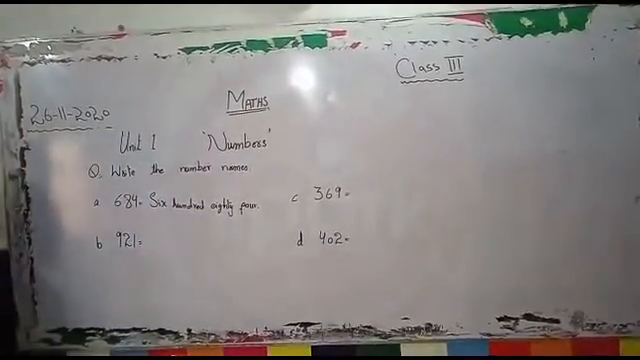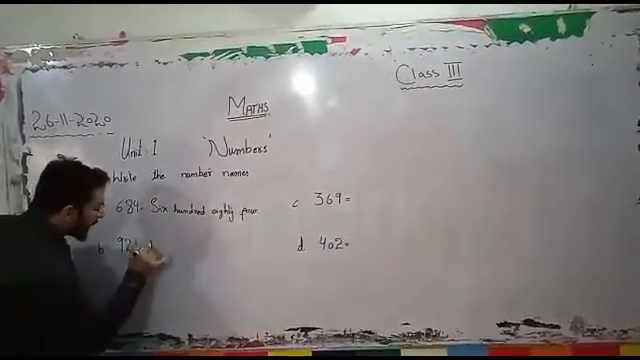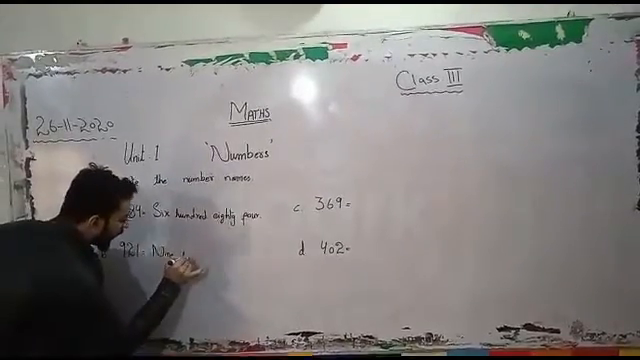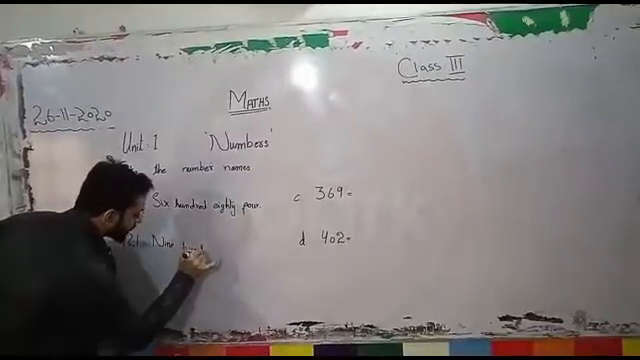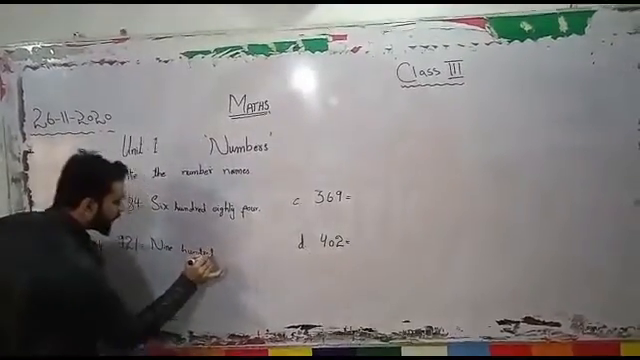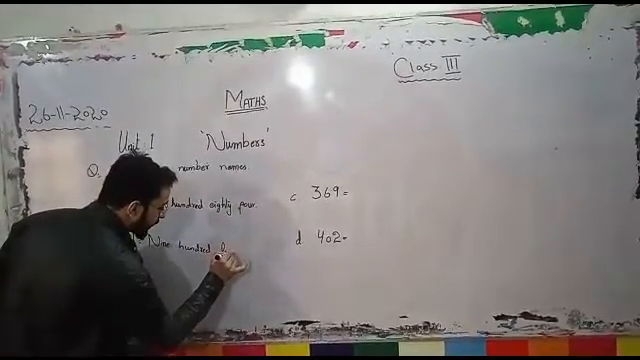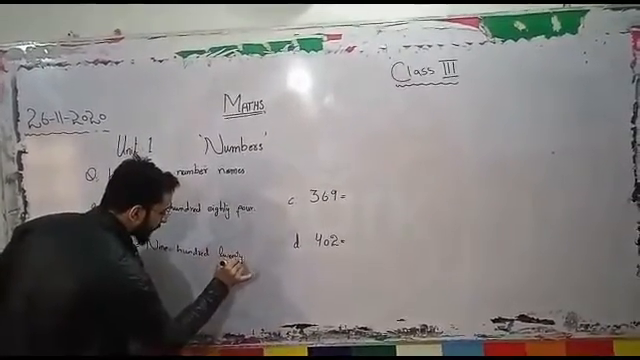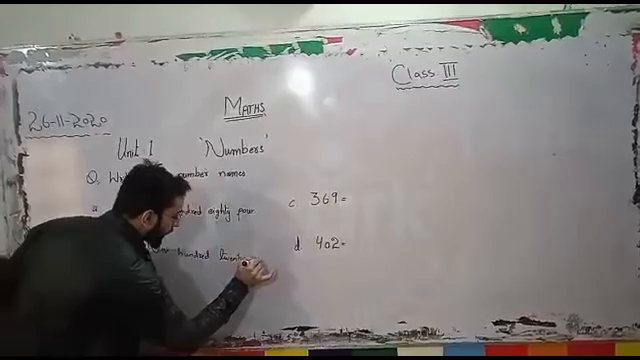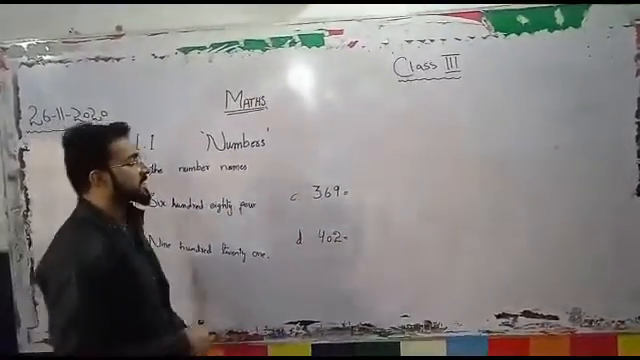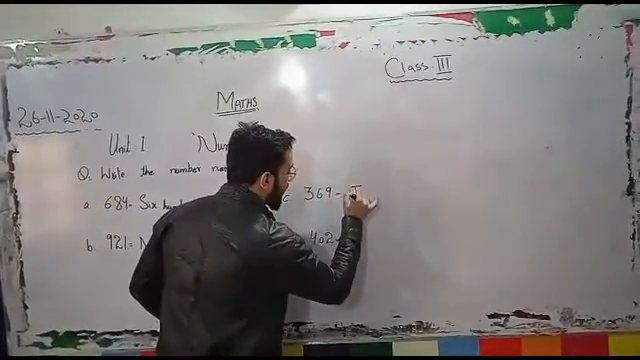Now B is 921. First we write NINE 9, HUNDRED 100 and then 21, TWENTY 20, ONE. Okay, number C is 369, 3 THREE.